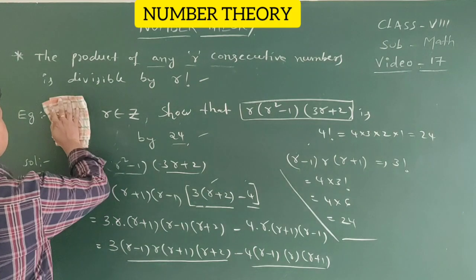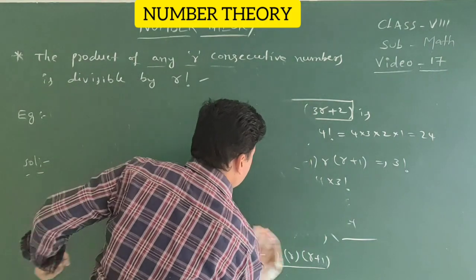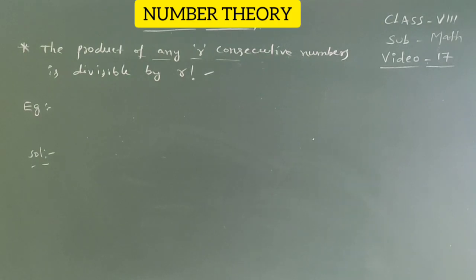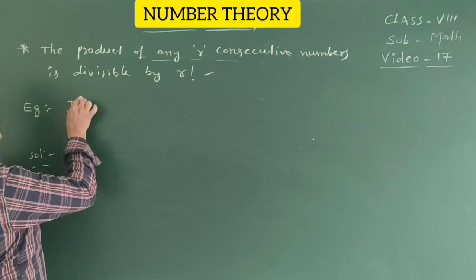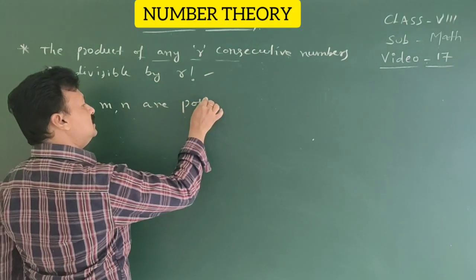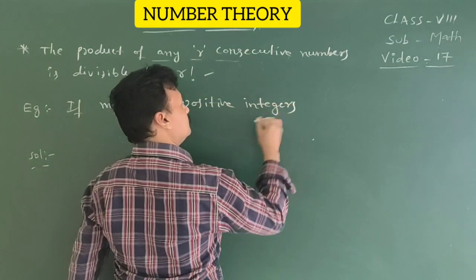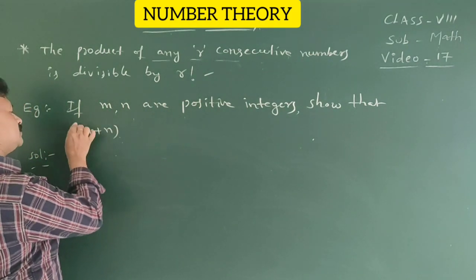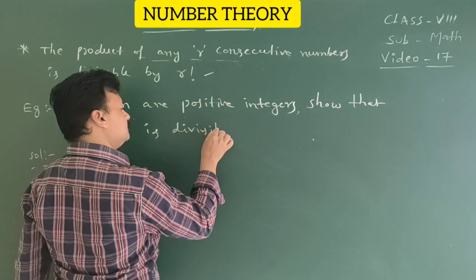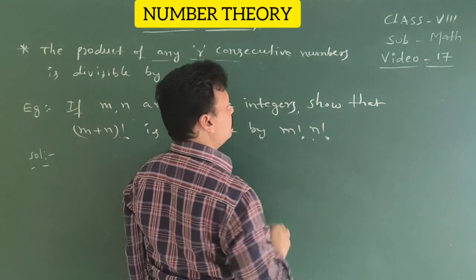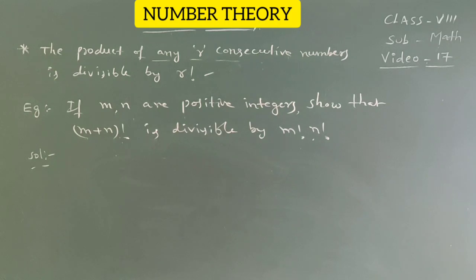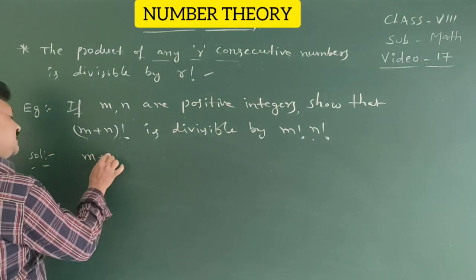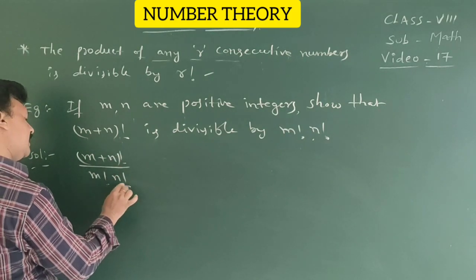Next, the last one. If m, n are positive integers, show that m plus n factorial is divisible by m factorial n factorial. When m and n are positive integers, then we need to prove m plus n factorial is divisible by m factorial and n factorial. So here m plus n factorial by m factorial n factorial.